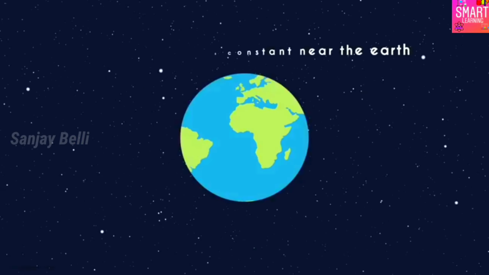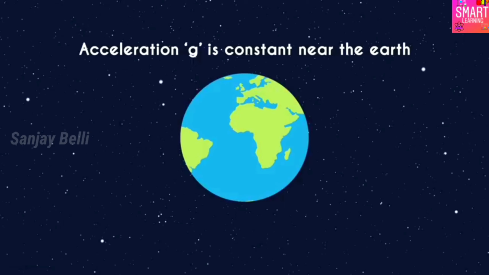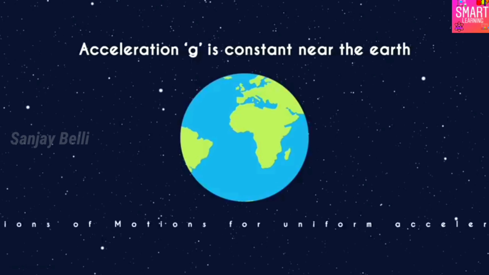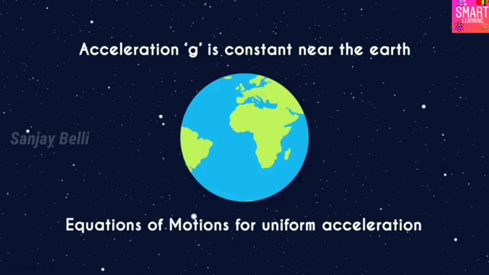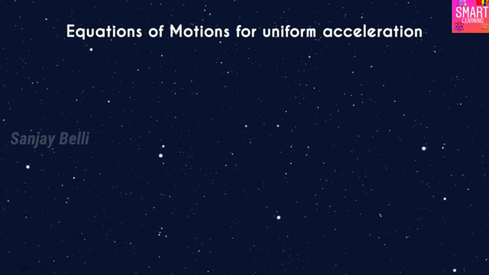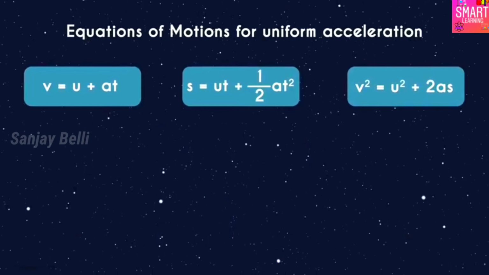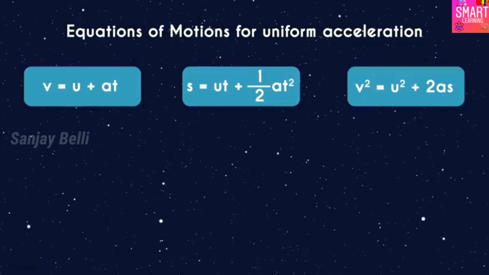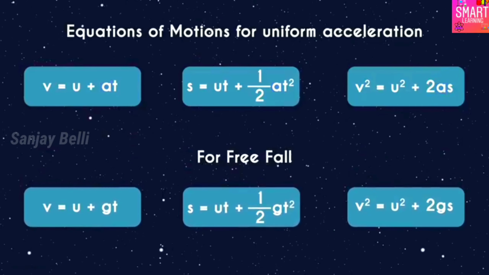And the other thing we know is the acceleration g is constant near the earth. So this means that all the equations of motion we have seen for uniform acceleration will be valid here. Can you remember the three equations of motion? Here they are. Here a can be replaced with g, for free fall.